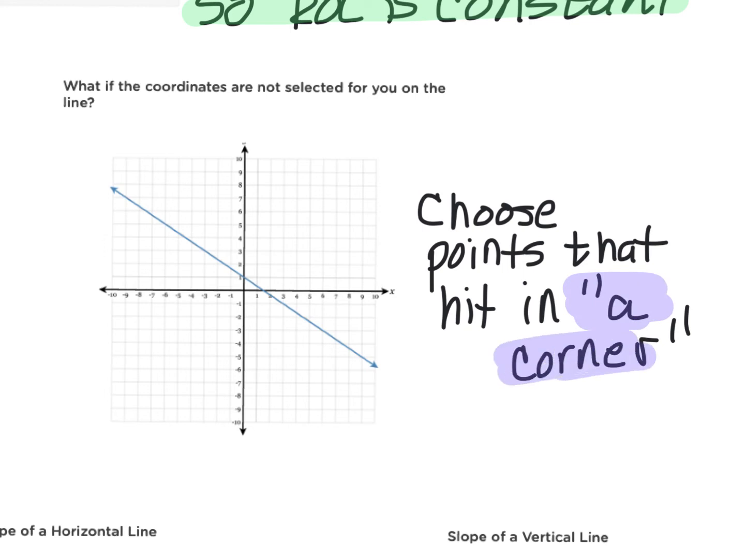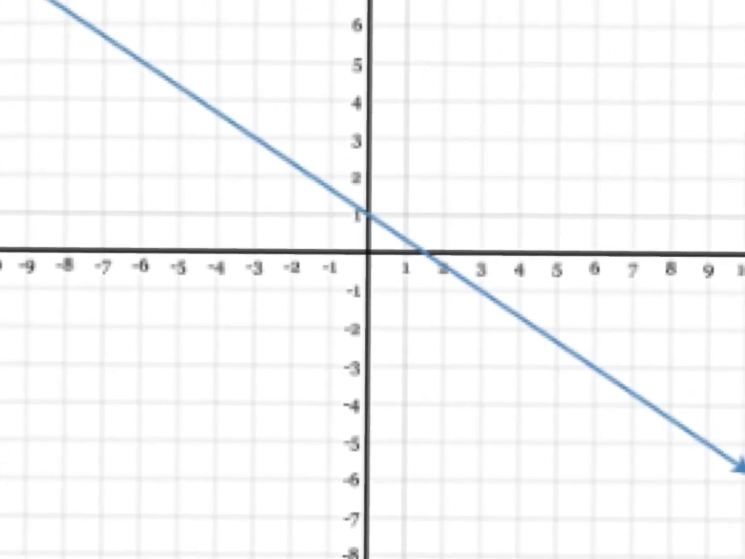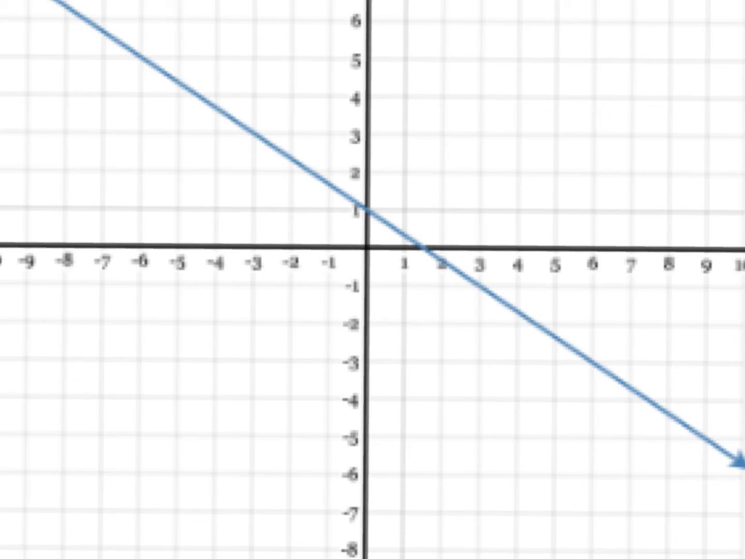So I'm going to zoom in here so you can see what I mean. First, let me show you what not to choose. For example, you don't want to choose the points between this spot and this spot, because notice they're, let me actually circle it, they're in the middle of the line. So that makes it hard to estimate exactly how long your rise and your run are.